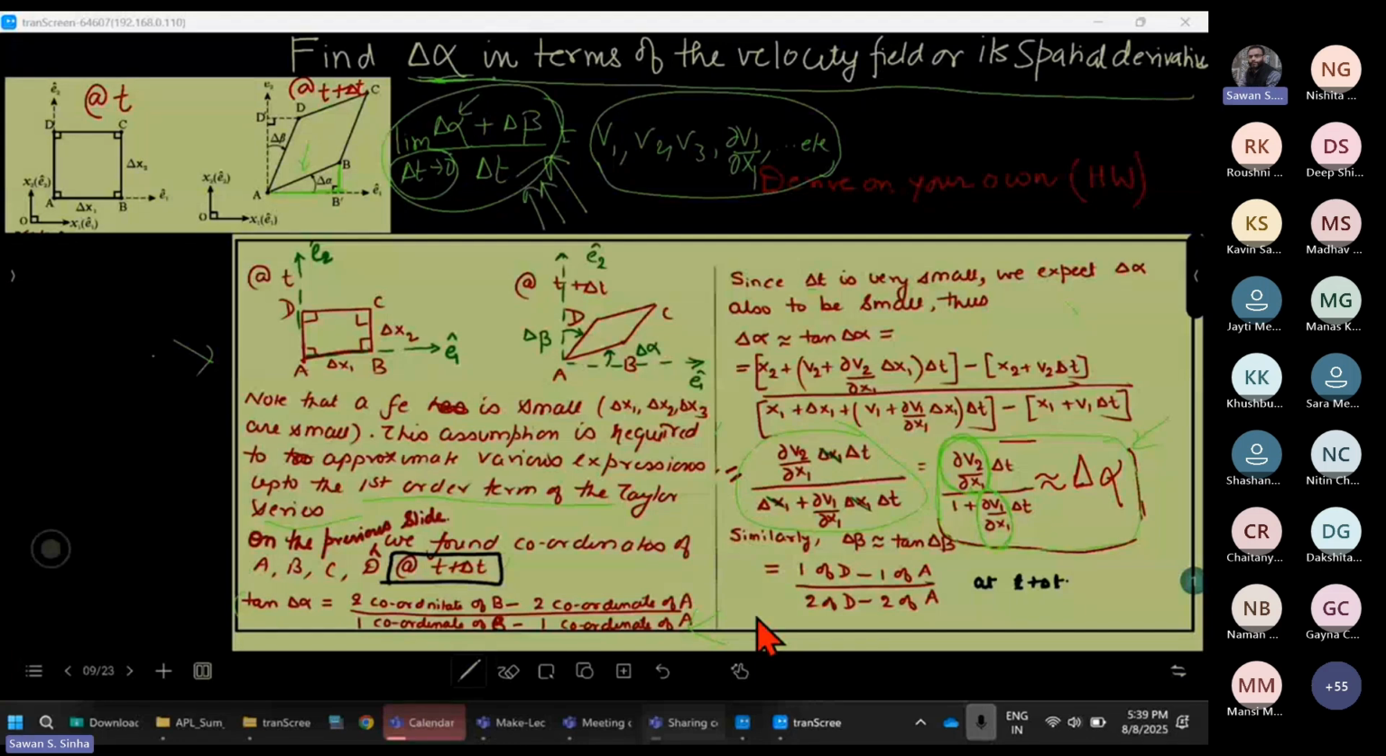Now this has another part, delta beta. So now let's try to find delta beta using the coordinates of various points at time t plus delta t. Delta beta again is expected to be small if delta t is small, and that is why I will approximate delta beta as tan of delta beta.